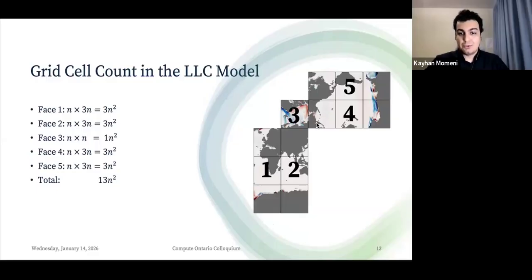For faces 1, 2, 4, and 5, the grid is n cells wide and 3n cells long, which gives 3n squared grid cells per face per vertical level. Face 3 is the polar cap. It's just n by n. And if you add everything together, the full grid contains 13n squared grid cells per vertical level. And once you multiply that by the 173 vertical levels that we have, you quickly end up with models that are extremely large.